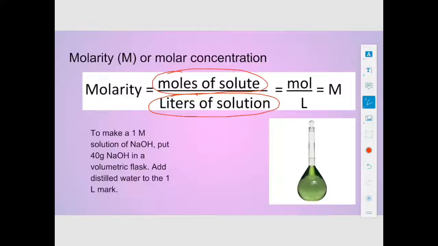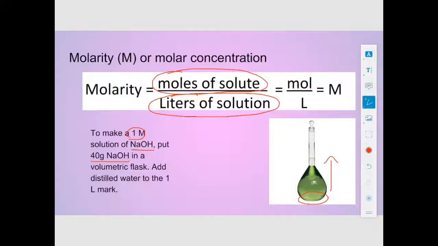And so down here, if you wanted to make a 1 molar solution of NaOH, you would find 1 mole of NaOH, which happens to be 40 grams. You would put that in the bottom of this flask over here, and then you would fill the water up to 1 liter. You wouldn't add 1 liter total of water. You would measure to 1 liter, including the volume of the solute.